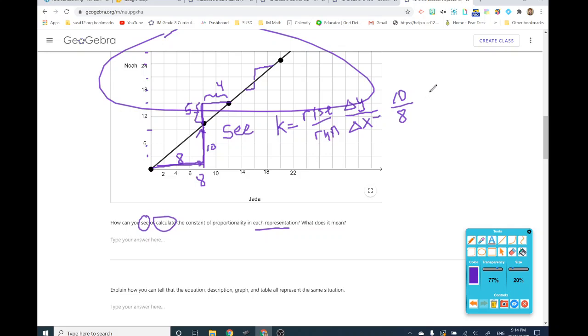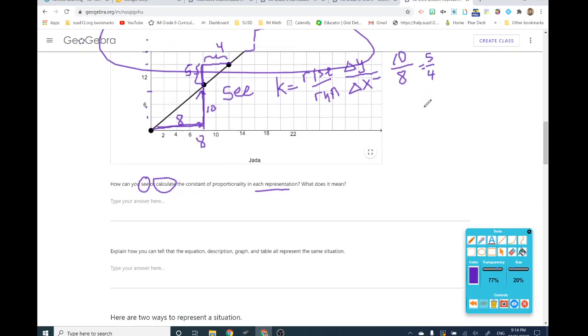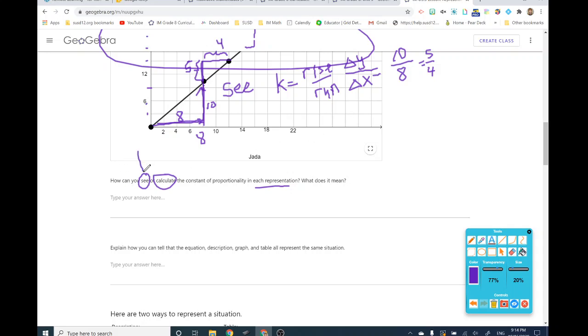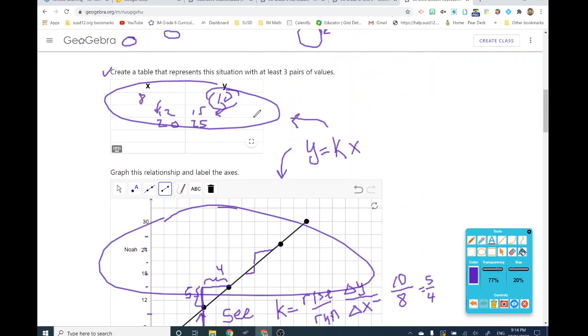Proportional, 10 over 8, which is also equal to 5/4. So that's how we can see the constant of proportionality on the graph. Now, what about on the other representation, which was the data table? How can we calculate the slope of this line? How can we calculate K? Well, K is going to be the change in Y divided by the change in X.